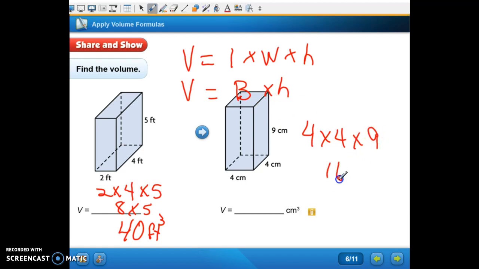And 4 times 4 is 16. Times 9. Then 16 times 9, 6 times 9 is 54. 9 times 1 is 9 plus 5 is 14. So we had 144 centimeters cubed.